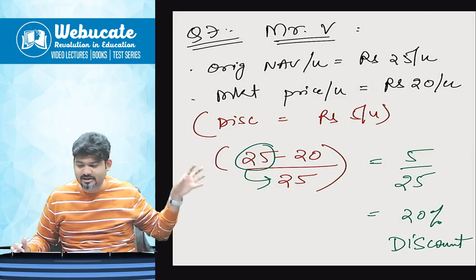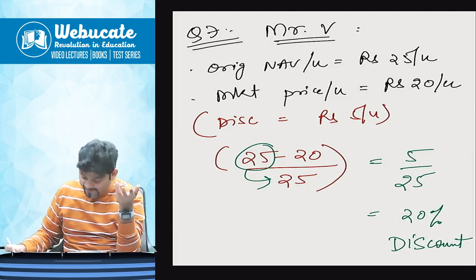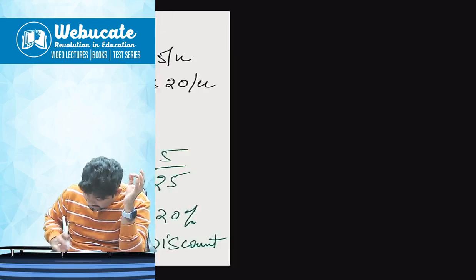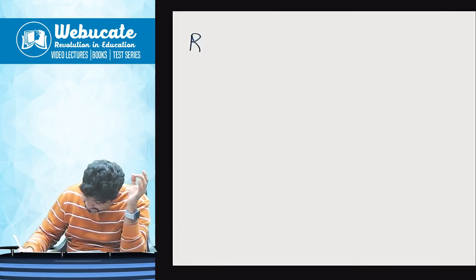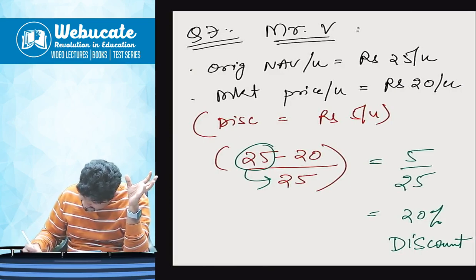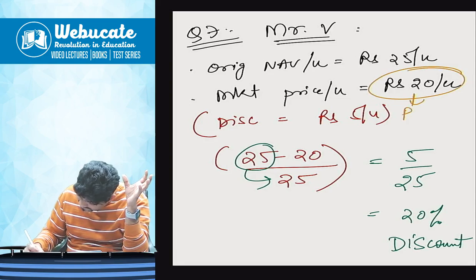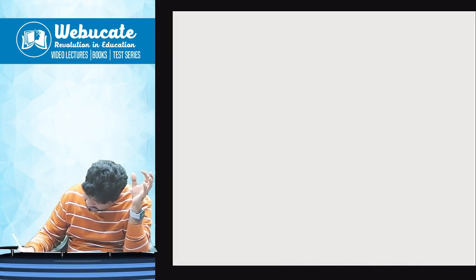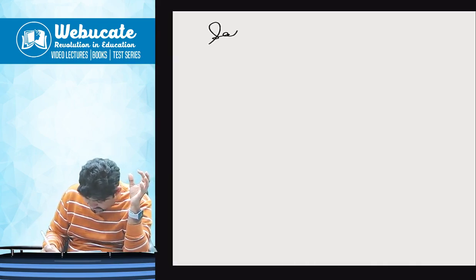Done. See, this original discount calculation is the basic that you have done in your school also. Now comes the return of close-ended fund. But for that, we should also know the selling price. See, this is the purchase price. Guys, remember, this is the purchase price.